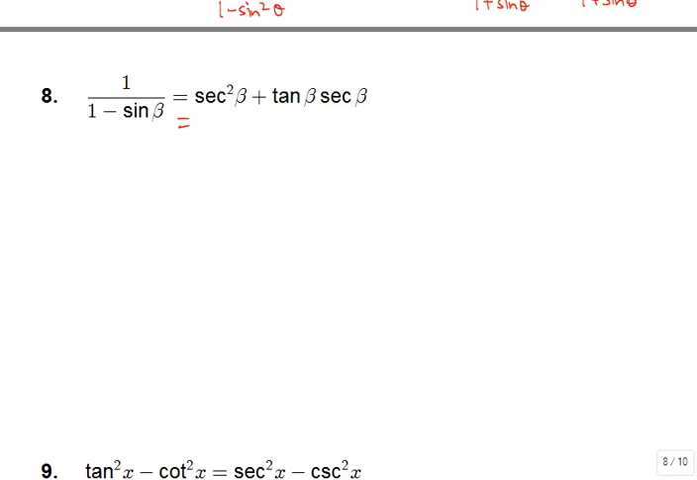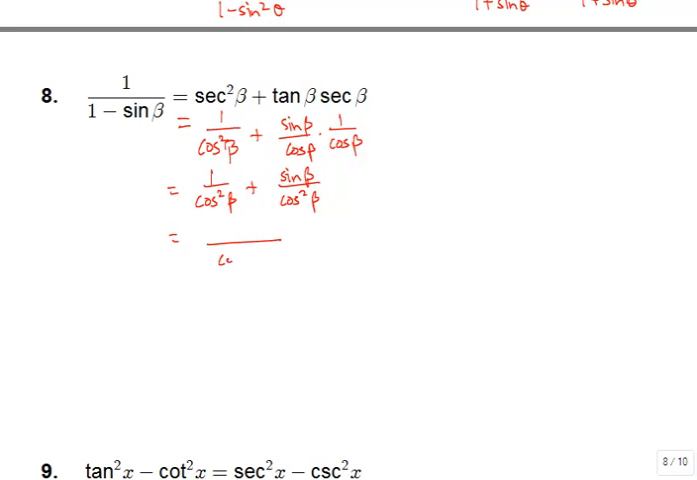So let's just jump right in and change this secant squared beta into 1 over cosine squared beta. And then tangent is sine of beta over cosine beta, and secant beta is 1 over cosine beta. So when I multiply those two fractions together, I get sine beta over cosine squared beta. And that's good news because I now have a common denominator. And on the top, I just get 1 plus sine beta.